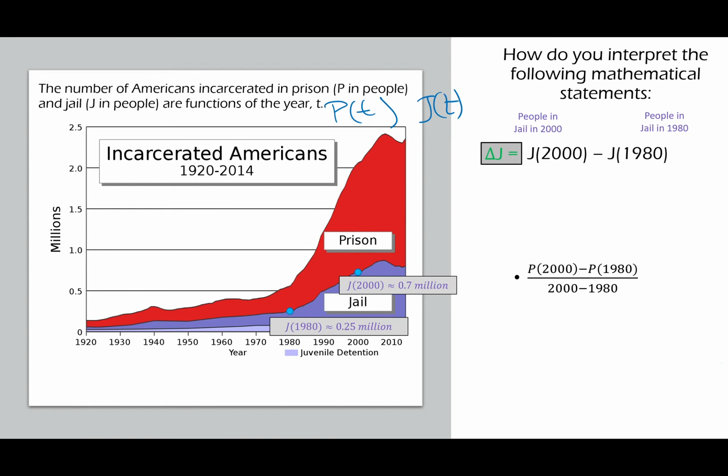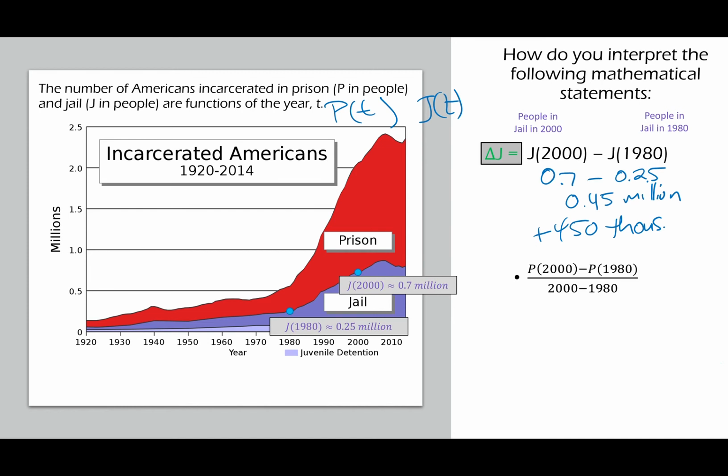Now substituting the values, again, we're evaluating by finding the output that goes here. So we evaluate and substitute. We can go ahead and subtract, and we get 0.45 million people. So there's been an increase, and that's the equivalent of 450,000 people. So the jail size has increased by 450,000 people from 1980 to 2000.